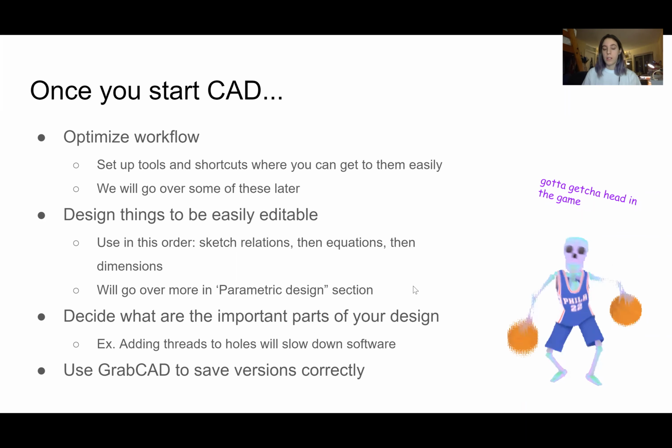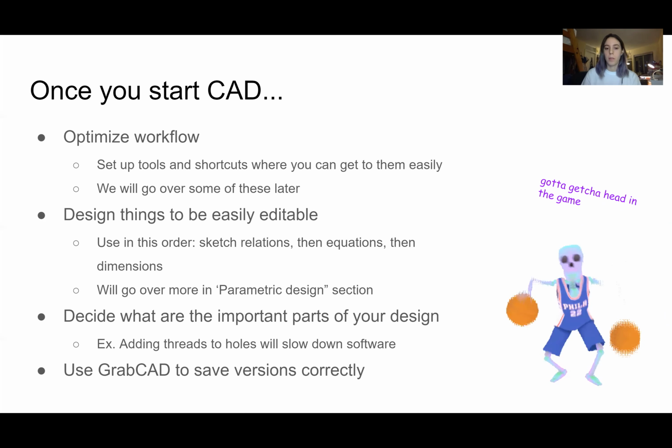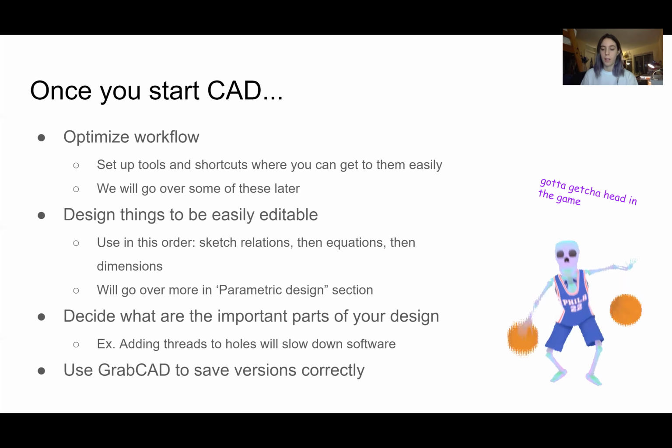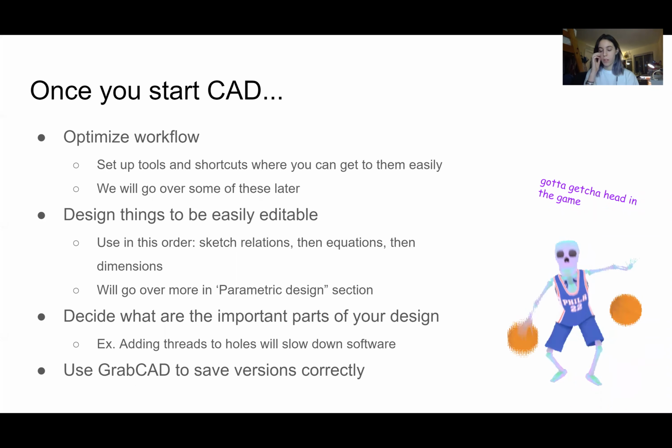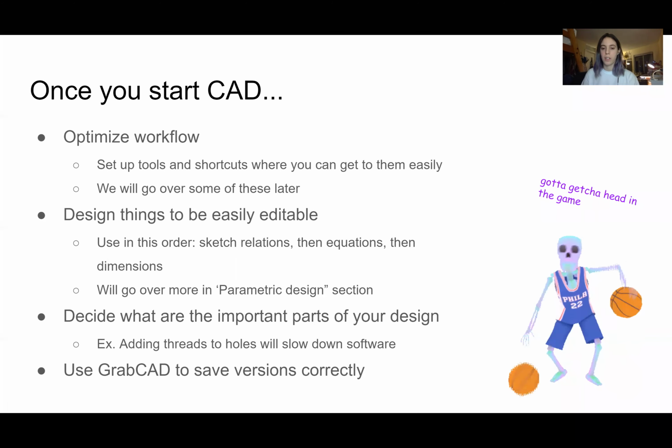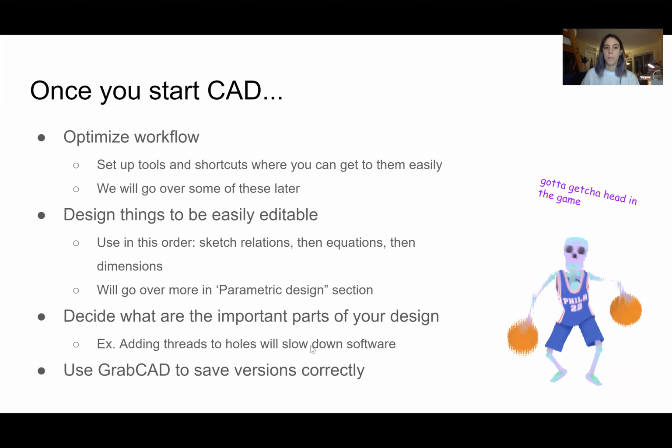Another good tip is decide what are the important parts of your design. Decide what you need to add and what you don't necessarily need to add. I do this a lot because SolidWorks is very slow on my computer. Don't add the tiny little features that are not helpful. Like, don't add threads to holes, even if they have threads in them, because that's a lot of geometry for the software to load. And if you know the thread is there, having it in CAD isn't really helping you too much. The same can go for colors and textures and stuff. If you're into that, I generally skip it entirely.